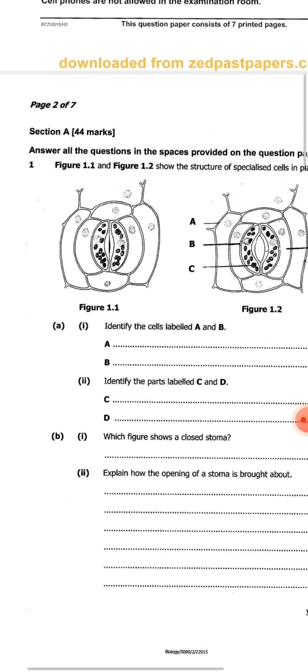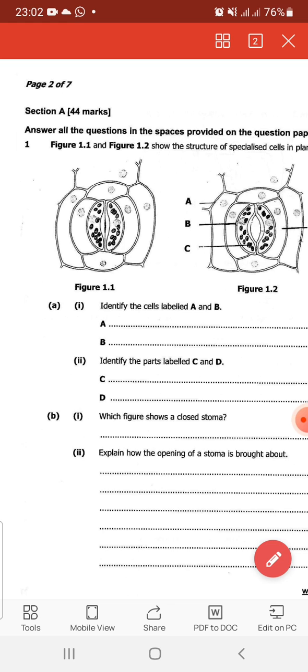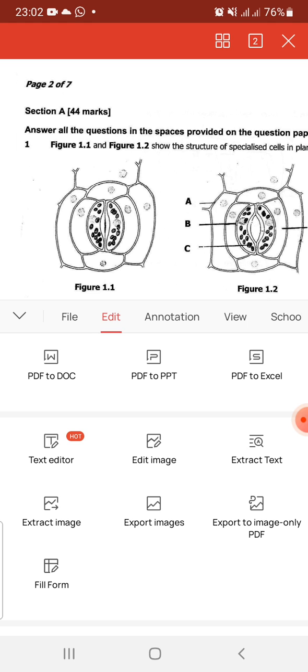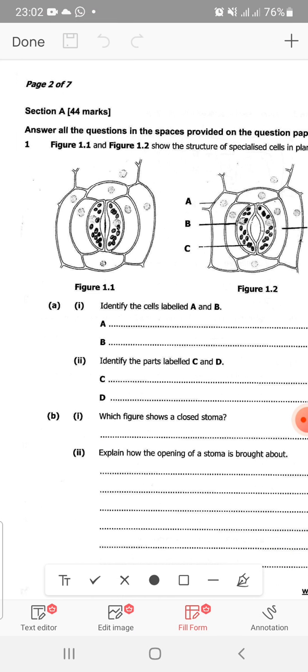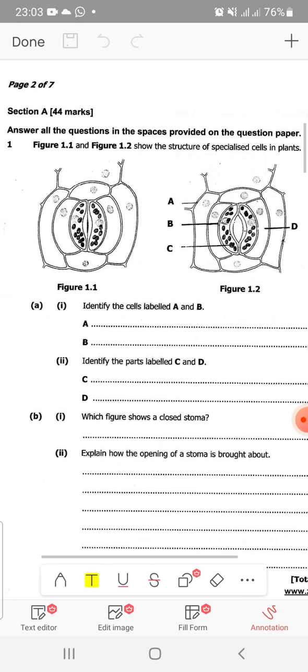I want us to go through these biology questions. So section A, question 1. You answer all questions in the spaces provided, as shown on the question there. For question A, figure 1.1 and figure 1.2 show a structure of specialized cells in plants.